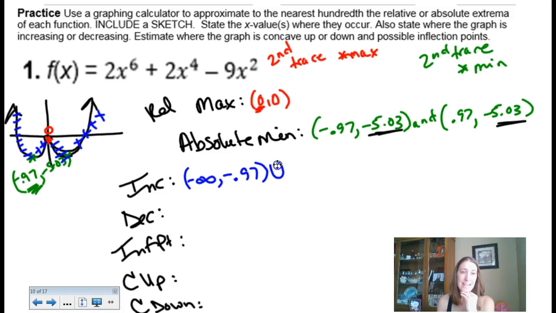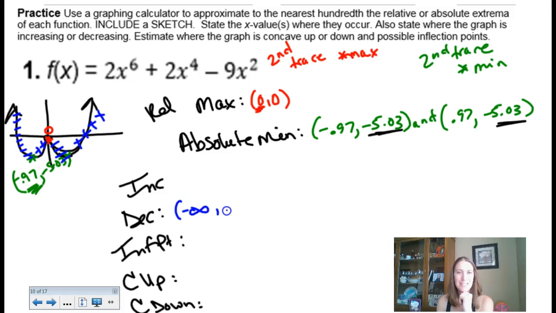And then it increases again. No, it decreases. I did the wrong one. All right, that's why we use erasers. Okay, decreasing from negative infinity to negative 0.97, and then also from 0 to positive 0.97. And that was it for decreasing.